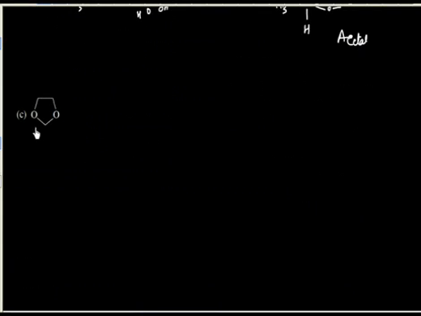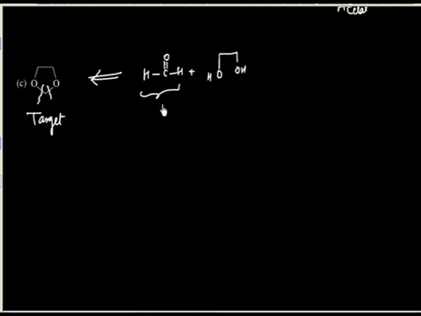Now how will you prepare this one? You see, you have to break from here. So this is the target molecule. You can prepare this target if you take formaldehyde, HCHO, and ethylene glycol, and ethylene glycol I have already prepared in the previous case. Now let us discuss this one.